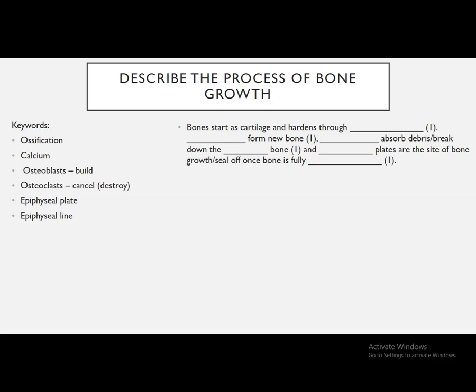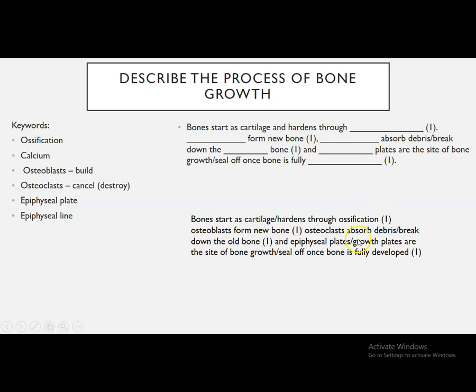So now we're going to look at the answer. So describe the process of bone growth. This is a question within an exam. It would be worth 4 marks. 1, 2, 3, 4. And we have got bone starts as cartilage, hardens through ossification. Osteoblasts form new bone. Osteoclasts absorb debris or break down old bone. The epiphyseal plates or growth plates are the site where bones grow. Okay, and then once bone is fully developed, they seal off and they become the epiphyseal line.